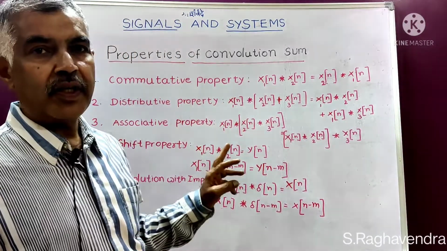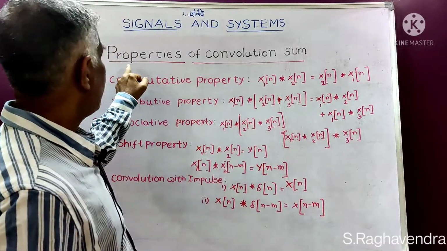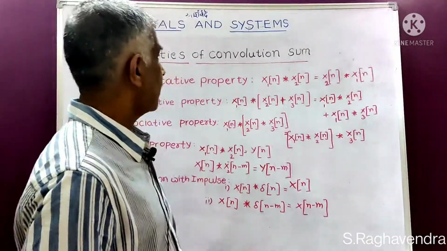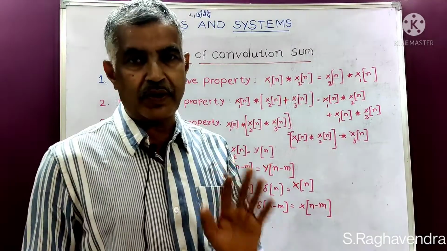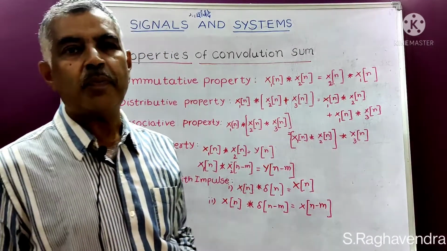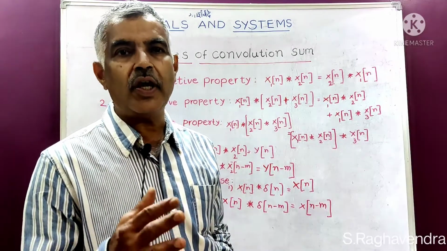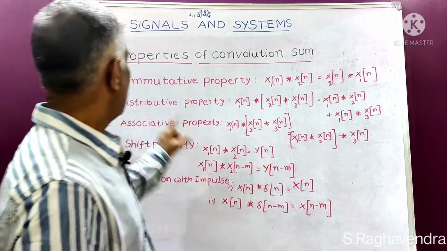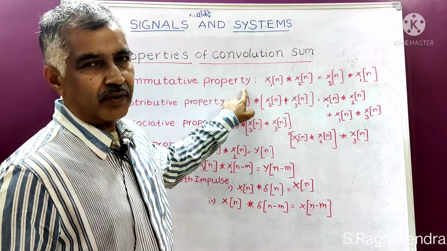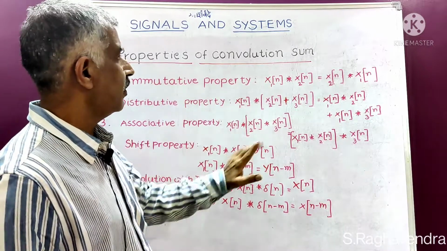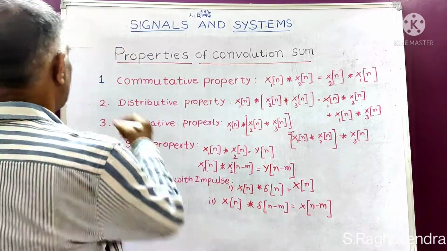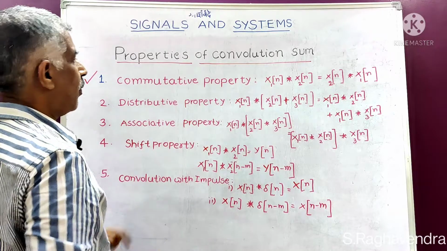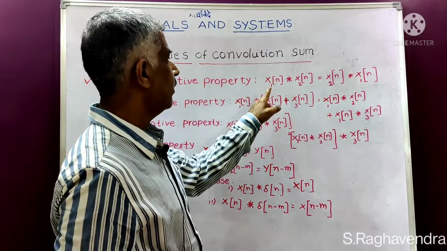Now the next topic is properties of the convolution sum. There are around 5 properties. Among them, 3 are very important from the point of view of solving problems. First, the commutative property. This is a very useful property. What is the commutative property?